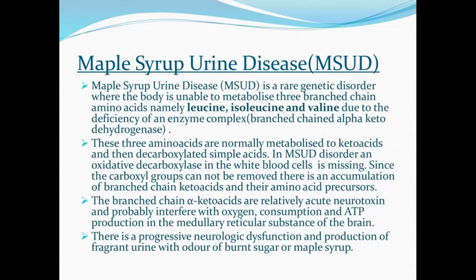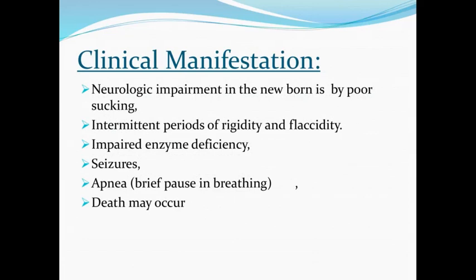Okay, there is a progressive neurological dysfunction and production of fragrant urine with the odor of burnt sugar or maple syrup. So this is the signature thing about MSUD: fragrant urine with the odor of burnt sugar or maple syrup is observed. Next we go to the clinical manifestation. Neurological impairment in the newborn is seen by poor suckling, intermittent periods of rigidity and flaccidity, seizures, apnea, and sometimes death may occur.